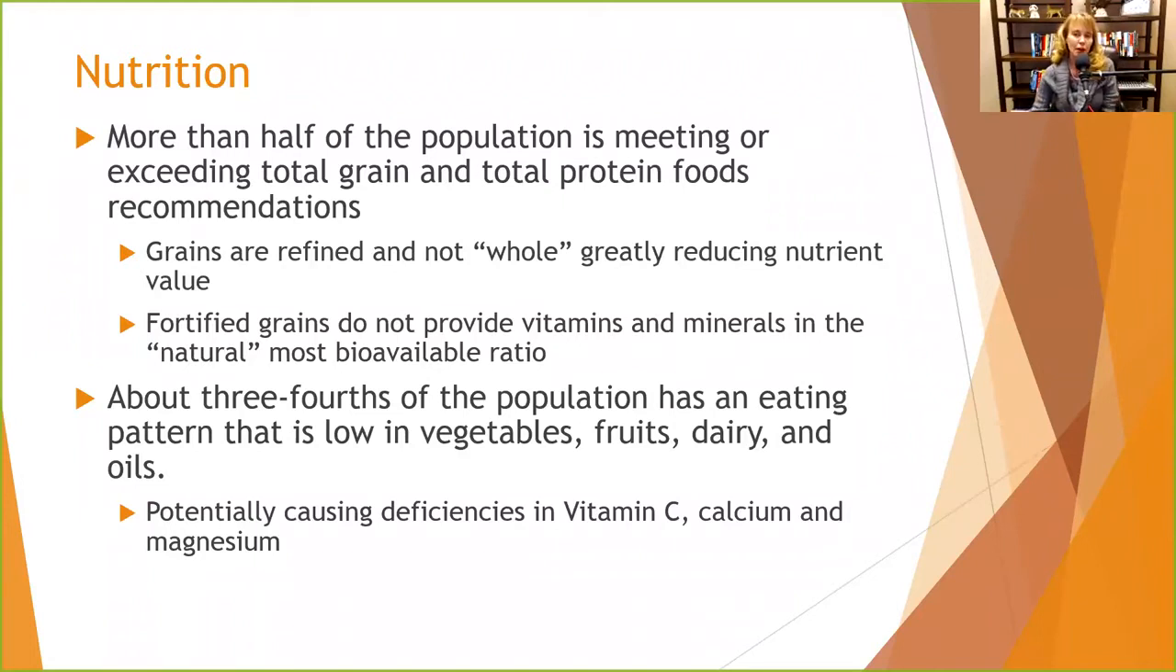About 3/4 of the population has an eating pattern that's low in vegetables, fruits, dairy, and oils. Well, a lot of things you can get from grains and meats, but vitamin C, calcium, and magnesium are much more available, if not exclusively available, from vegetables, fruits, dairy, and oils, depending on what we're talking about here. So it's important to have some of those incorporated in your diet, especially if you're bad about eating fruits and vegetables at every meal.